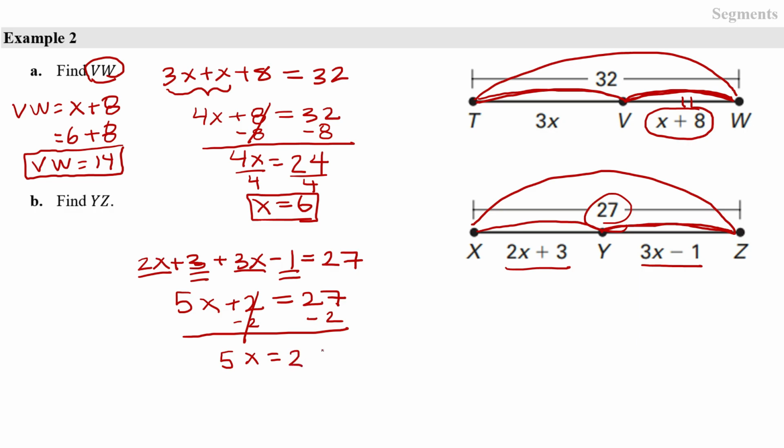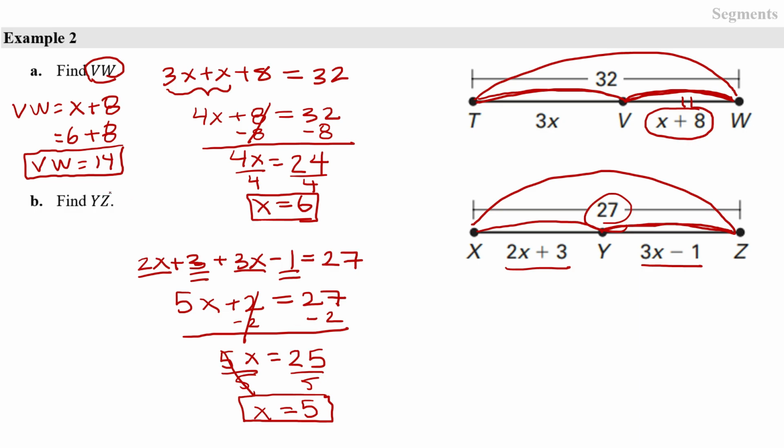Now I get 5x equals 27 minus 2. It's going to give us 25. And if we divide both sides by 5, this cancels, and we get x equals 25 divided by 5, which is 5. Okay. Now once again, this is not the answer. If they ask you to find the value of x, then we would have been done.